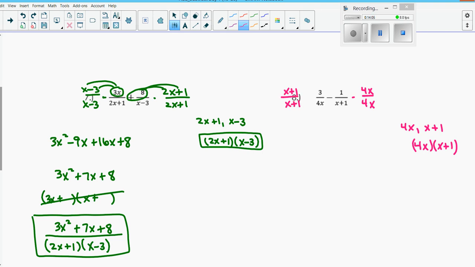Now would be a really good time to pause this and see if you can go through this problem and unpause it and then see how you did. Good test to see how you're doing.